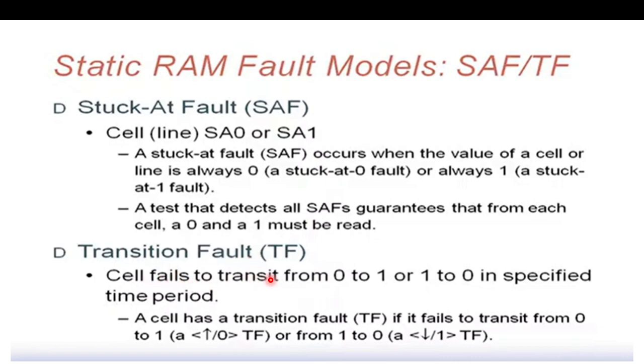Transition fault: a cell fails to transit from 0 to 1 or 1 to 0 in a specified time period. That means with the stuck-at fault model, if a cell does not have a stuck-at fault, we should be able to write a 0, read a 0, write a 1, read a 1. And if the cell does not have any transition faults, we should be able to make any cell perform a transition from 0 to 1. Like any content which is 0, we should be able to write 1. Any content of the cell which is 1, we should be able to write 0 to the cell.